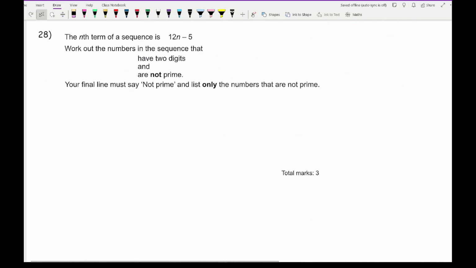Then moving on to question 28, it says that the nth term of a sequence is 12n minus 5. Work out the numbers in the sequence that have 2 digits and are not prime. Your final line must say not prime and list. So very similar to how it was before. So let's first of all work out the numbers in the sequence. So n, and we've got 1, 2, 3, 4, 5, 6, 7, 8, 9.